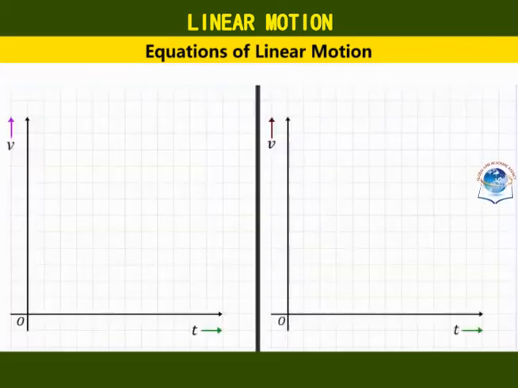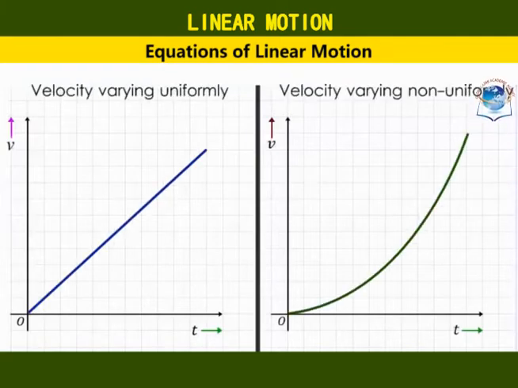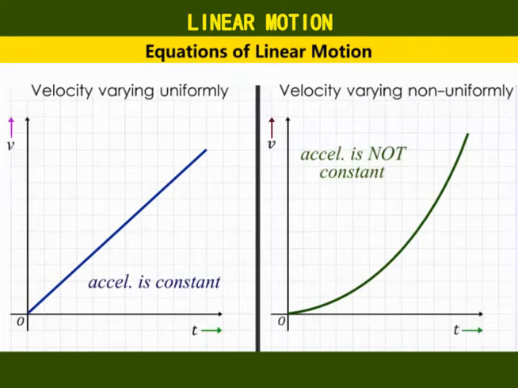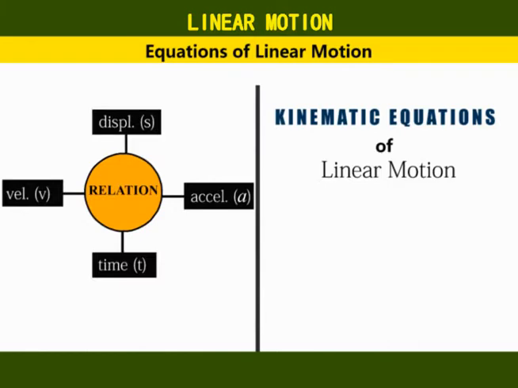We know that the velocity of a moving body can vary uniformly or non-uniformly. For a body whose velocity varies uniformly, its acceleration is constant or uniform. But for a velocity that changes non-uniformly, the acceleration is not constant. Equations of linear motion only apply to uniformly accelerated motions. These equations tell us the relationship between displacement, velocity, acceleration, and time.